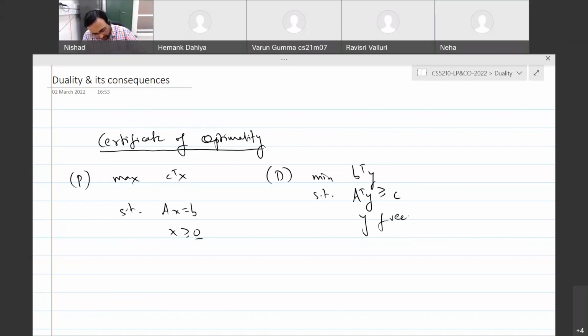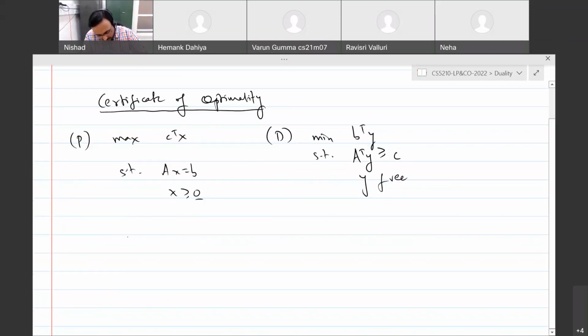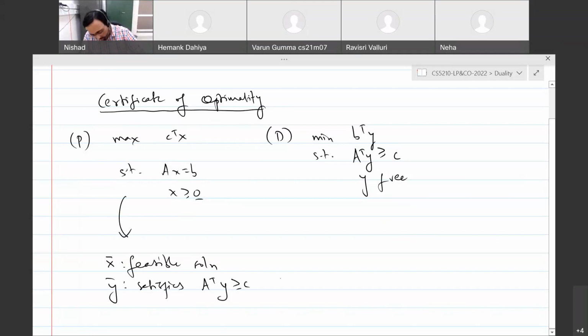So for a linear program in standard equality form, your certificate of optimality will simply be an X bar, which is a feasible solution, and a Y bar. Y bar should be a feasible solution to the dual. So that means that it should satisfy A transpose Y at least C. And what's the other condition we need to make sure that these are optimal solutions?